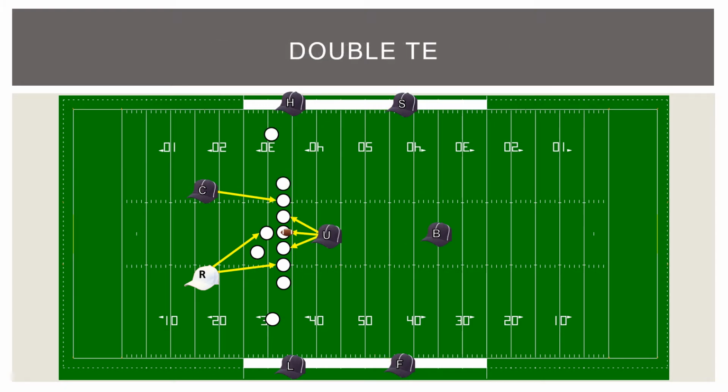In a double tight set, now we're dealing with balanced formations because we have 2 eligible receivers outside the tackle box to each side. Again, no change for S and F. They're going to take the wide flankers on each side of the formation.